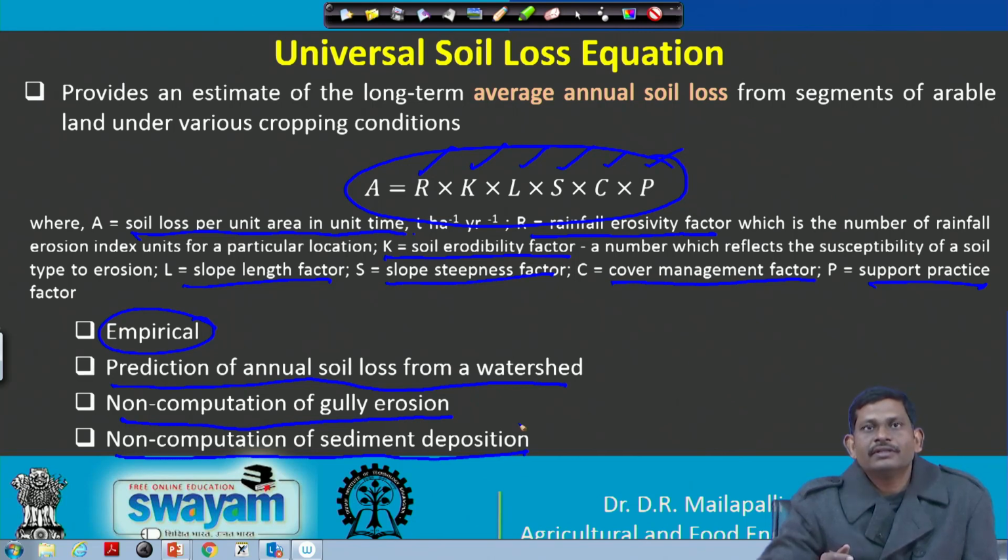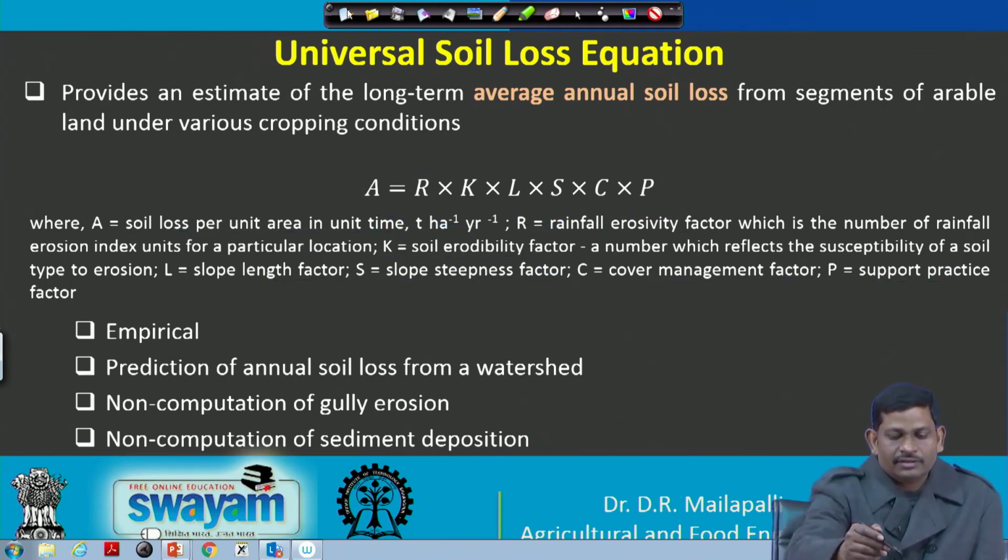It doesn't deal with sediment deposition principles or anything, so it does not give any idea on whether the sediment is deposited somewhere or transported to another place. So, there is no spatial distribution of sediment load in a watershed, but it will give the total at the end of the watershed, or the outlet of the watershed.